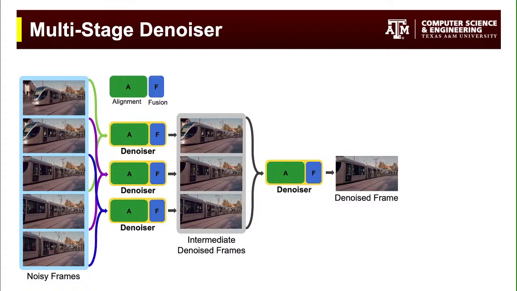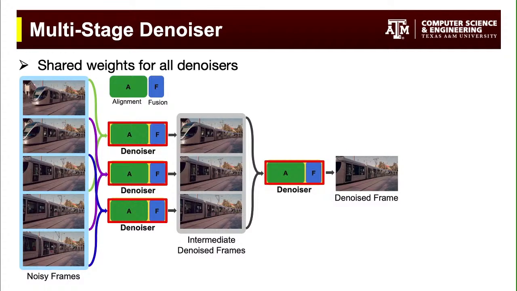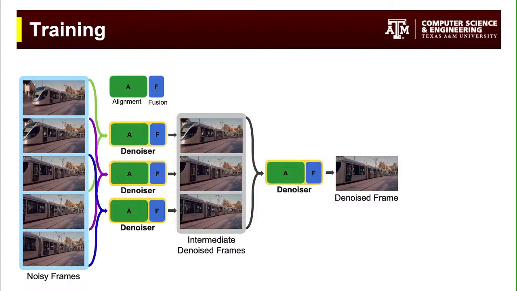Note that if we want to utilize a larger number of frames to denoise each frame, we can simply increase the number of stages. In our system, we use convolutional neural networks to model both the alignment and the fusion stages, and the networks in all the denoisers have shared weights. Next, I'm going to talk about the training.